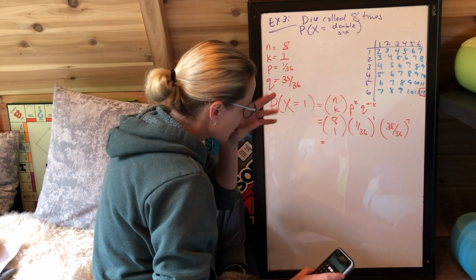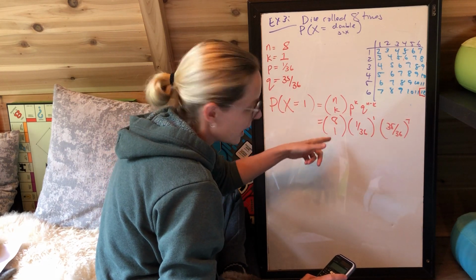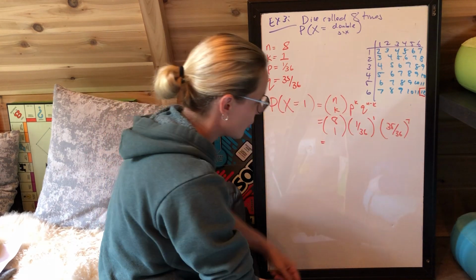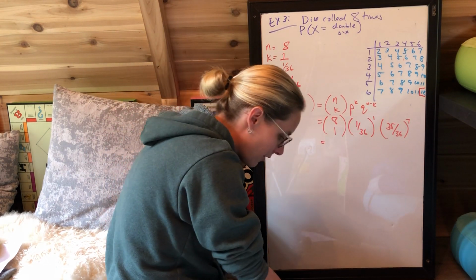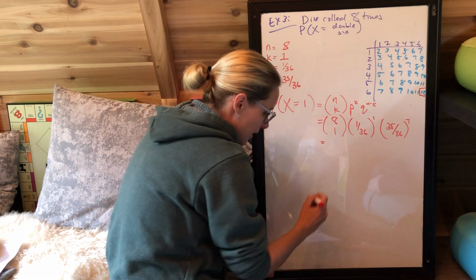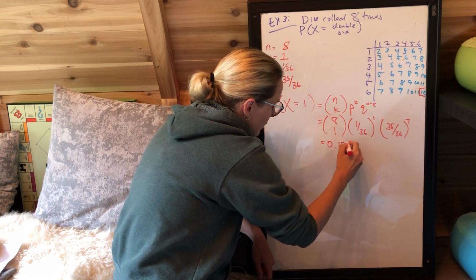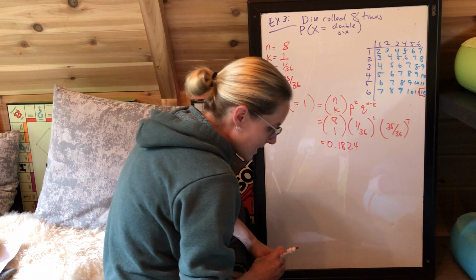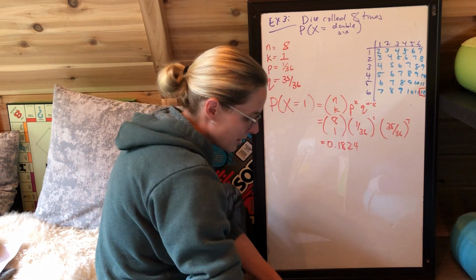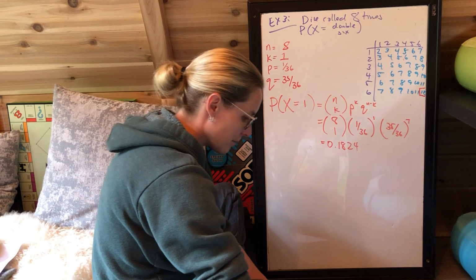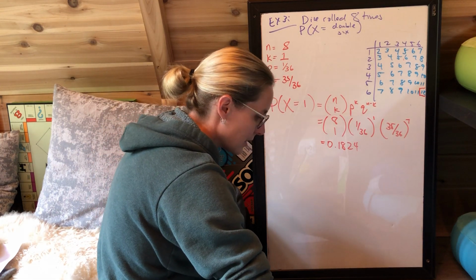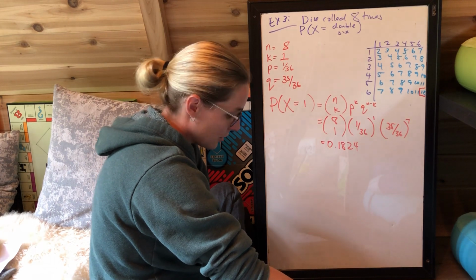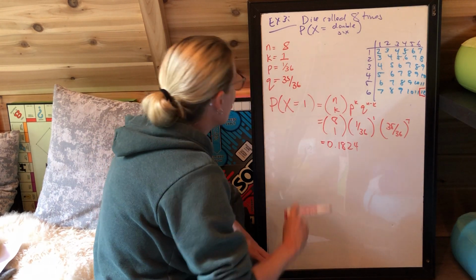So you'll do the combination first, 8 choose 1, you'll get 8. Then you multiply by 1 over 36 to the power of 1, multiply by 35 over 36 to the power of 7. And in the end, you will get 0.182. So they're saying there's an 18% chance that if you roll the dice 8 times, you will get exactly 1 double 6. Okay, so not bad actually. Now, that was part A of the question.